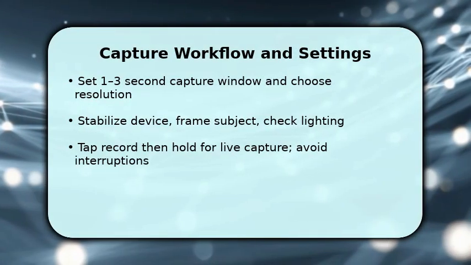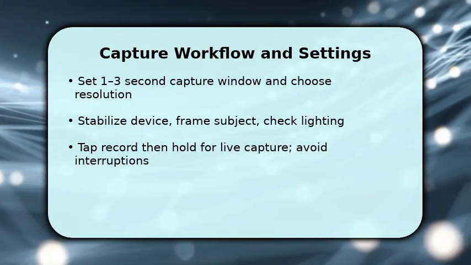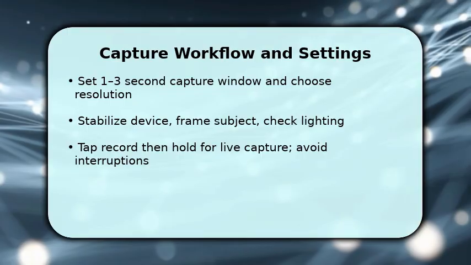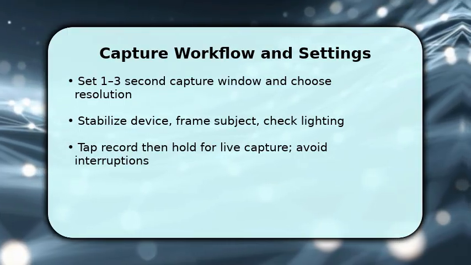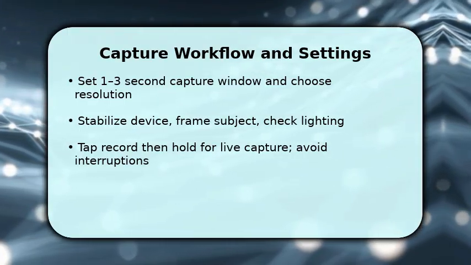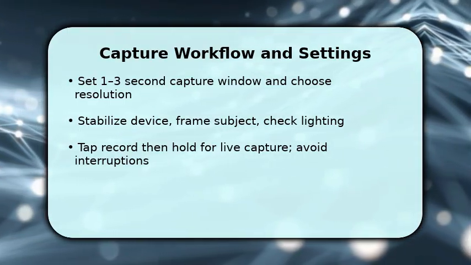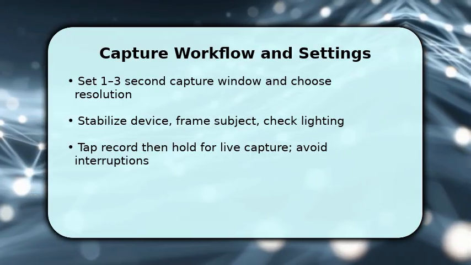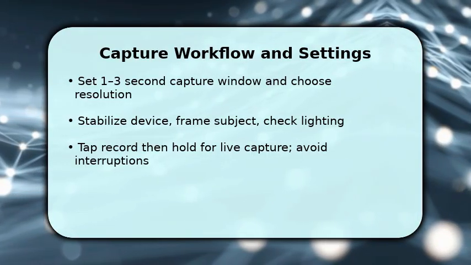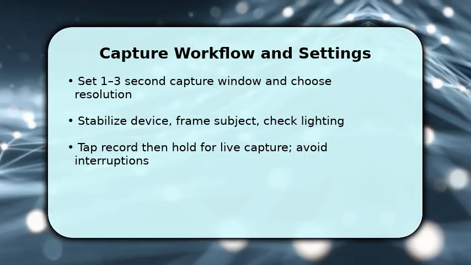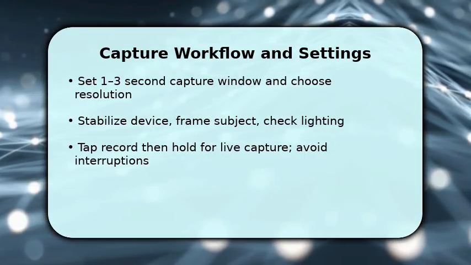You now configure the capture. Set a short 1-3-second window and pick a resolution that balances quality and transfer size. Position and stabilize the device. Good lighting reduces noise and motion blur. Once you press record, hold steady, live photo packets stream briefly, and the app packages several frames into one file.